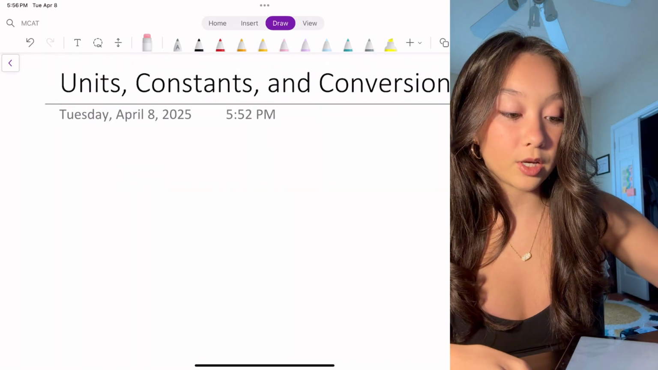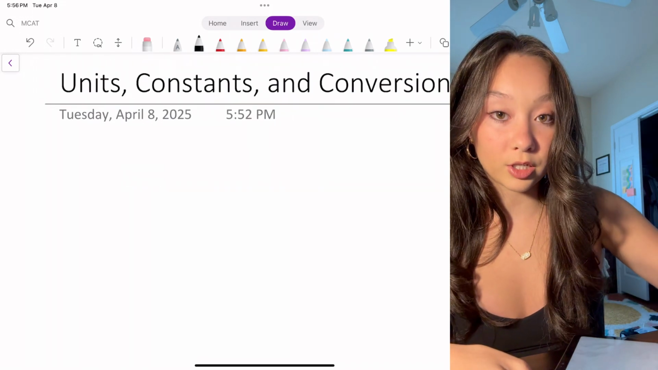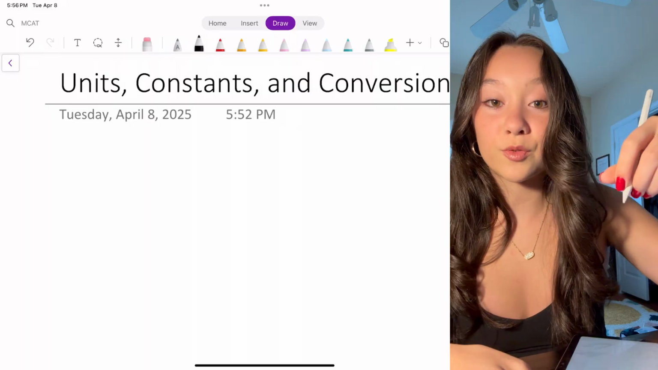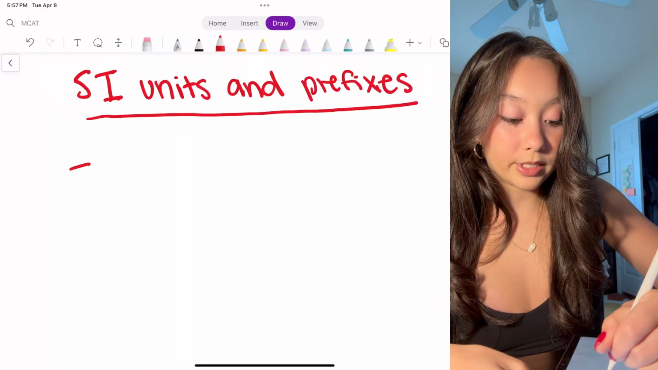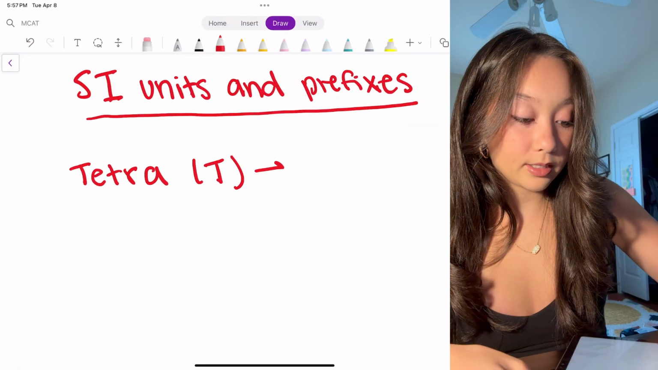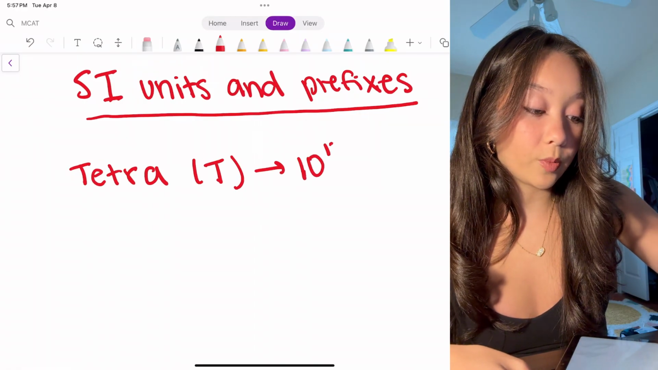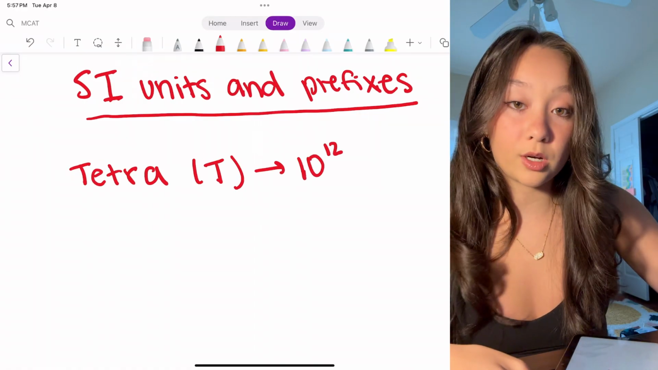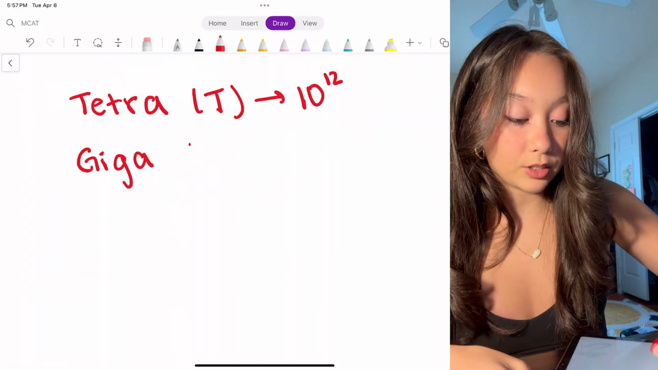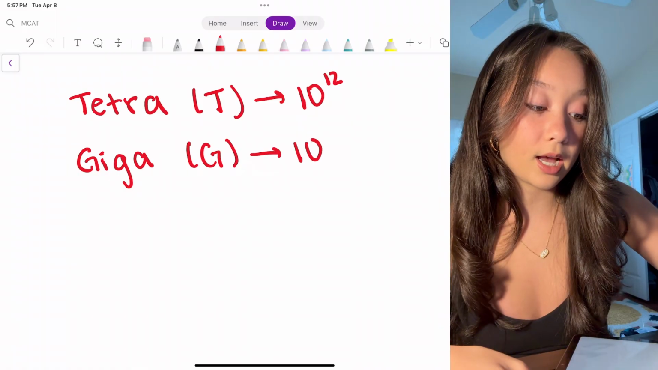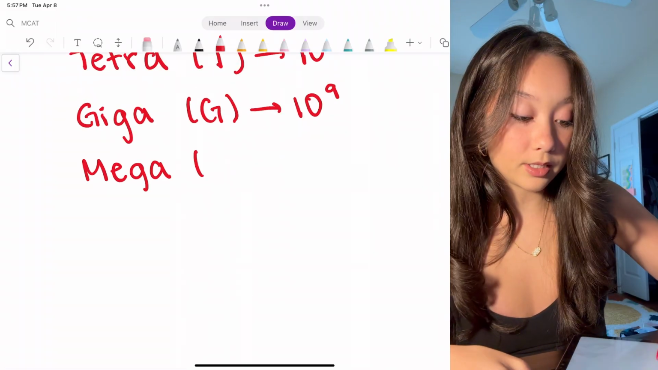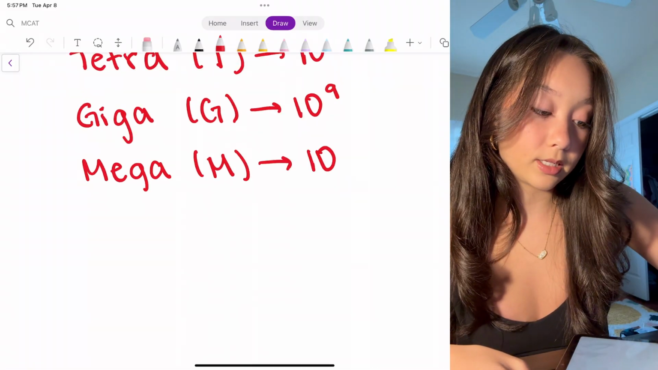For all of these, I'm going to write out what the term is called, the symbol that we're going to use for it, and the multiplier to the power of 10. First we have tetra, or T, and this is going to be 10 to the 12th power. So this is the biggest one that we are going to see. Next is giga, and you'll see this just as an uppercase G, and this is 10 to the 9. Going down we have mega, this is an M, and this is going to be 10 to the 6.